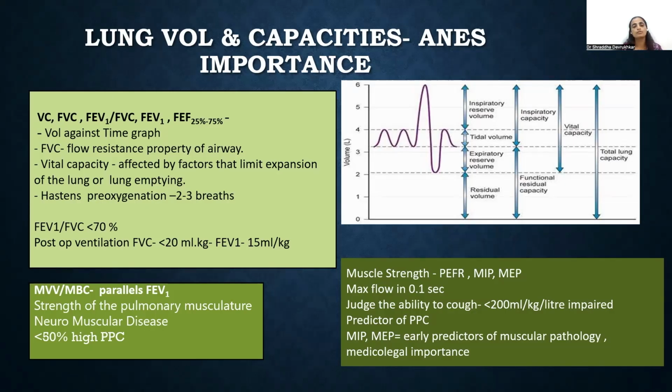Again, an FEV1/FVC ratio less than 70% is used as a diagnostic criterion for obstructive versus restrictive disease. And then post-op ventilation: if the FVC is less than 20 ml per kg or your FEV1 is less than 15 ml per kg, look at these values. They are very important. These are the patients who will likely need post-operative ventilation.